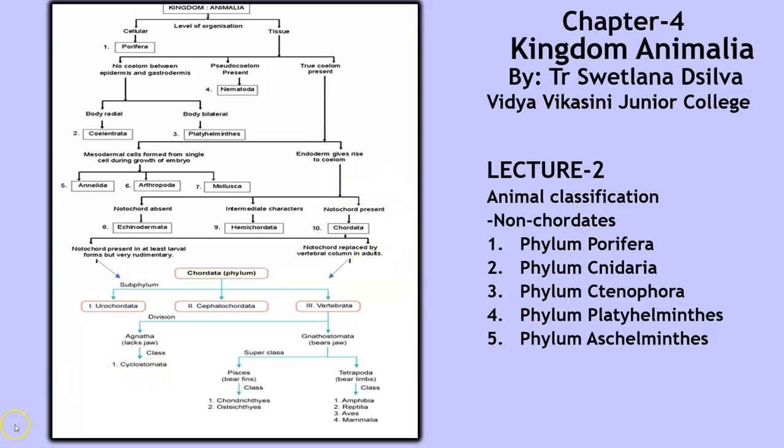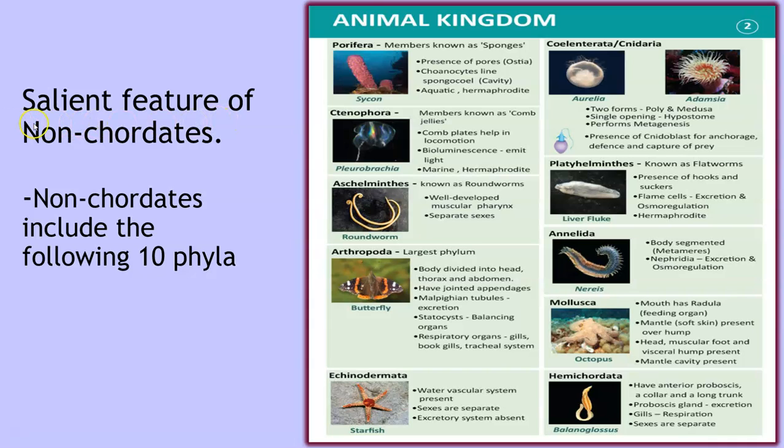So let us begin. Students, let us have a look at the salient features of the non-chordates. The non-chordates include the following 10 phyla. If you have a look at this image, it will show you all the 10 phyla which are included in the non-chordate category. Now, in our today's lecture, we will deal with 5 phyla, and the remaining ones we will deal with in the next lecture.